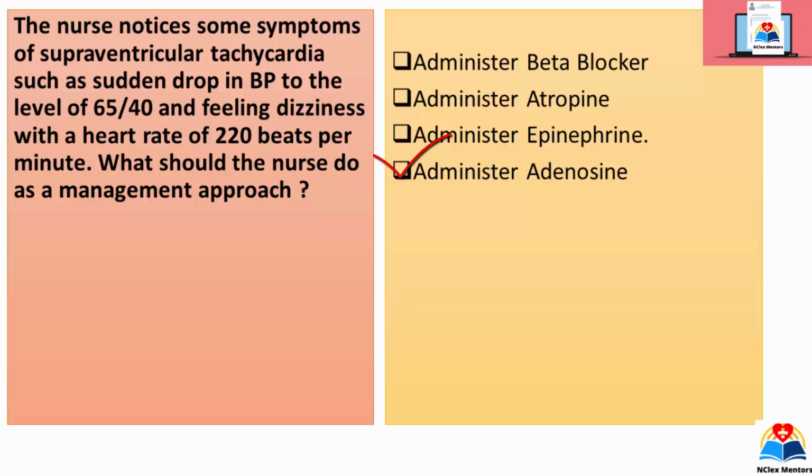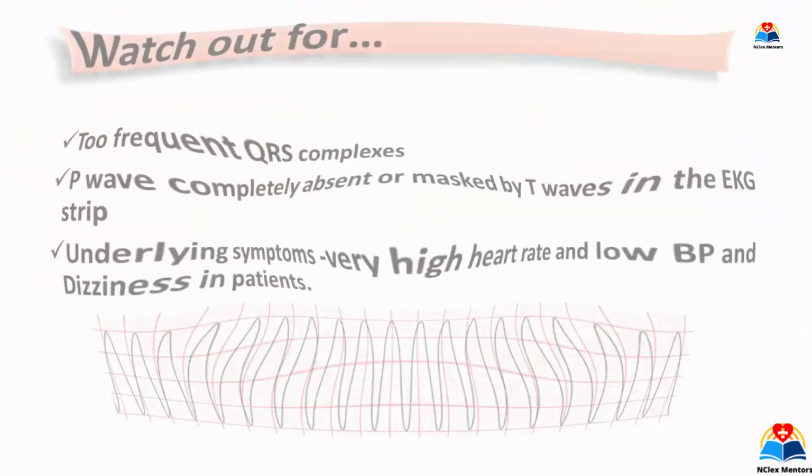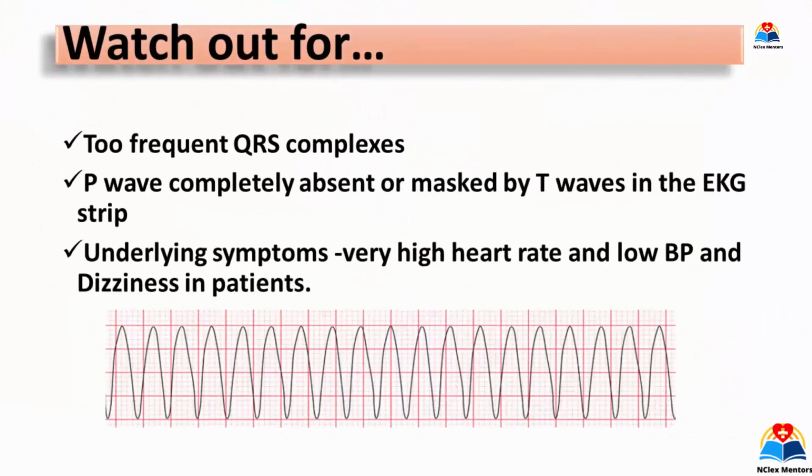Adenosine is given as a rapid intravenous bolus injection into a vein or into an IV line. When given as a rapid IV bolus, adenosine slows cardiac conduction, particularly affecting conduction through the AV node. With this, we have covered this topic too. Remember to watch out for too frequent QRS complexes with P waves completely absent or masked by T waves in the EKG strip to identify supraventricular tachycardia, with underlying symptoms such as very high heart rate, low BP and dizziness in patients.